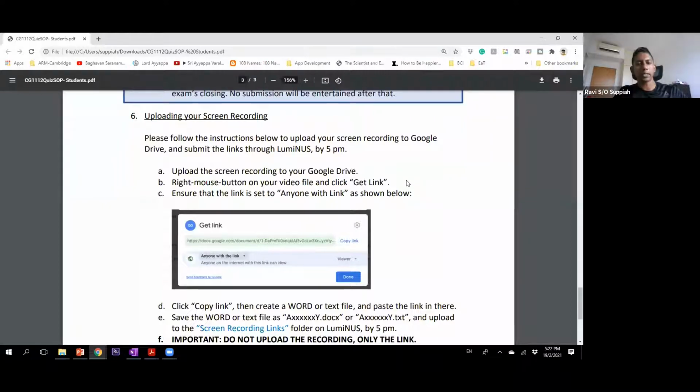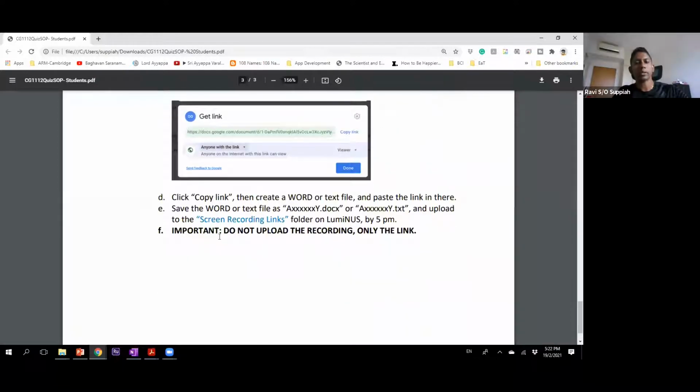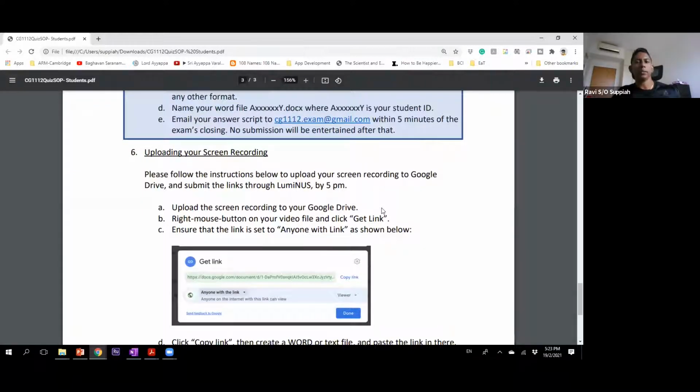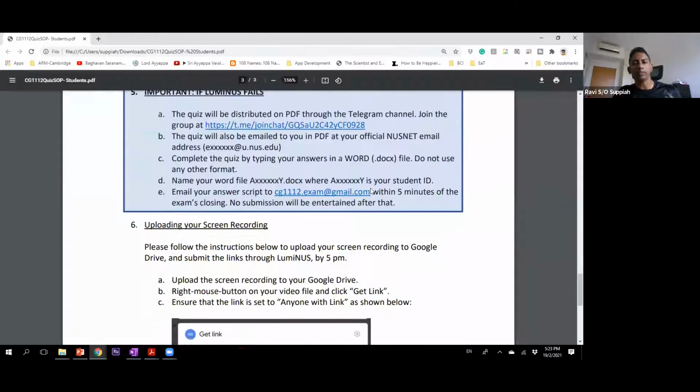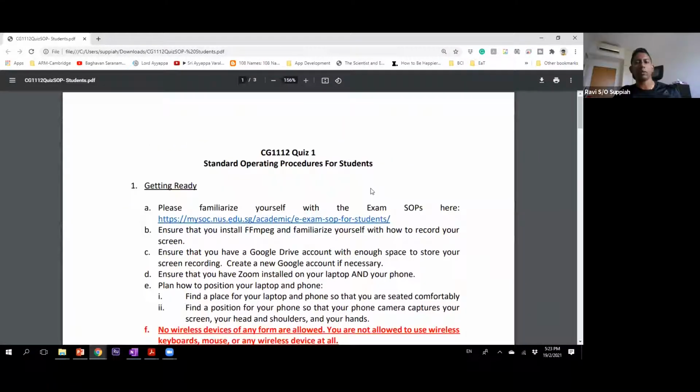And after everything is done, by 5 p.m. you're supposed to upload your screen recording. Please ensure that you do that. You're only supposed to upload the link, not the full screen recording, by 5 p.m. that day. So these are all the guidelines. Some of it may be similar to what you've done before, some may be a bit different or new. So just make sure you have gone through everything and you're familiar with all the guidelines that we have for you.